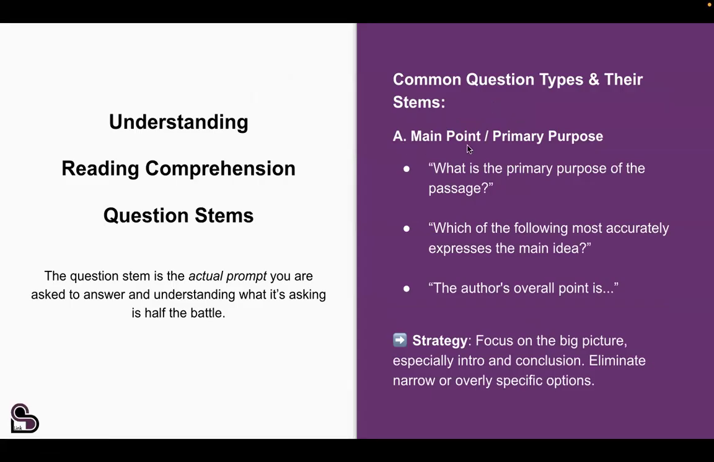A main point or primary purpose question would say, what's the primary purpose of the passage? Which of the following most accurately expresses the main idea? The author's overall point is. So a strategy for this is to focus on the big picture, especially the introduction and the conclusion, and eliminate narrow or overly specific options in your answer choices.